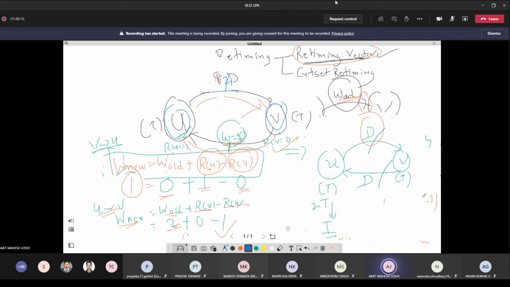Now let's consider the theorem behind why the number of delay elements inside the loop remains the same. So that we will see.